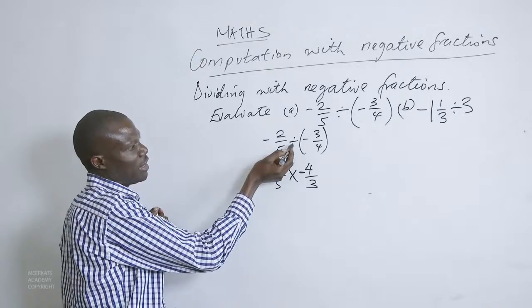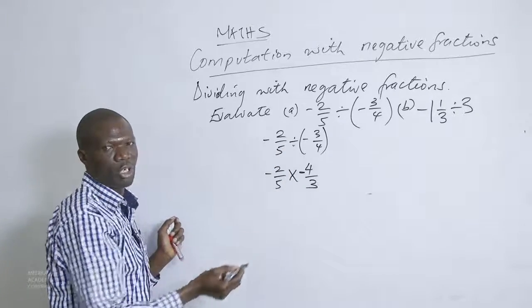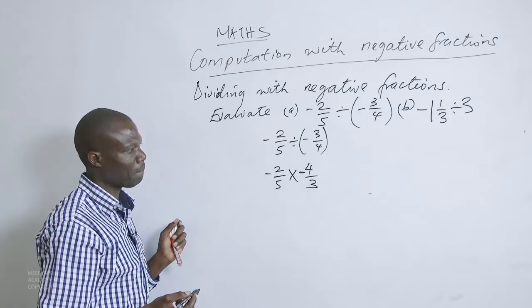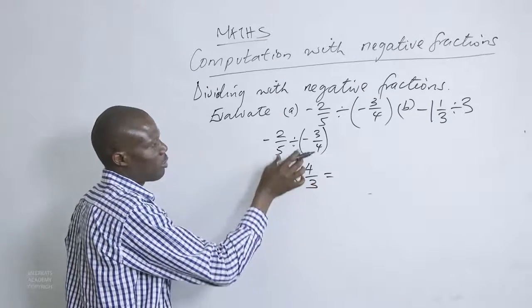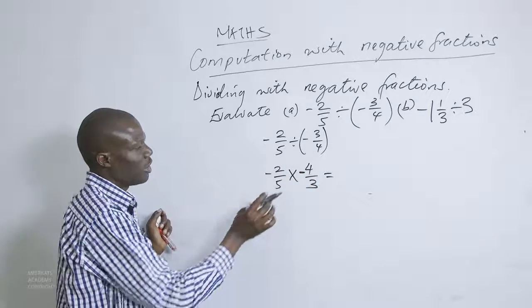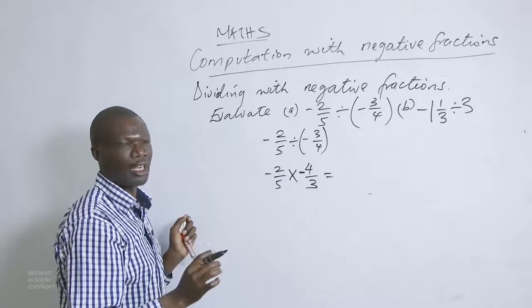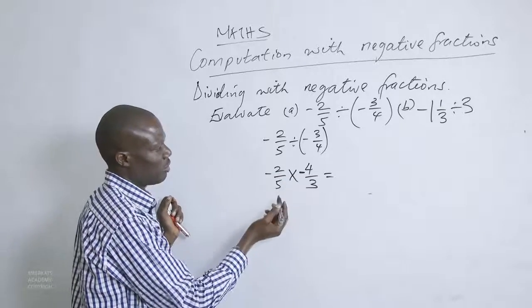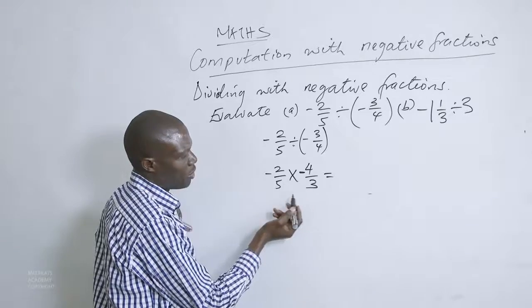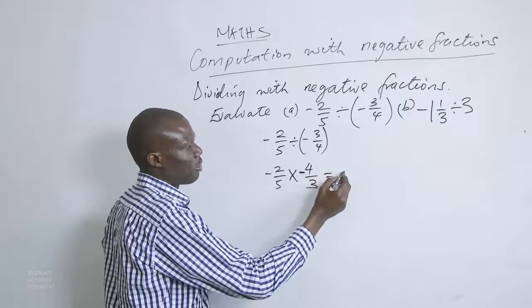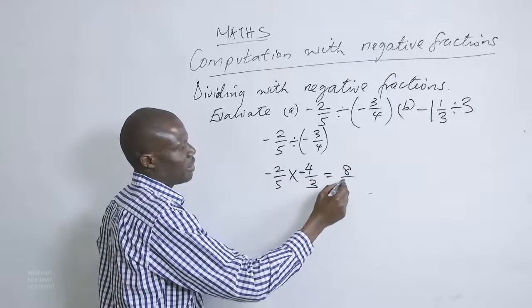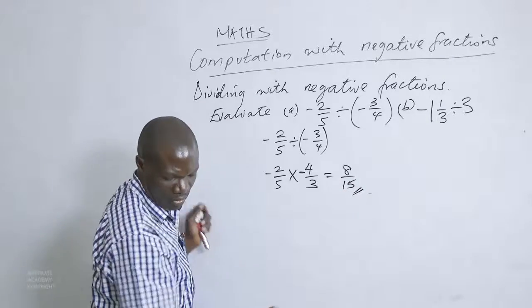So the sign changes from being a division to multiplication. So reaching here, the question was both negative fractions. The product is also both negative fractions, so we expect a positive answer. Simplify where possible is not there. So 2 times 4 is 8 and 5 times 3 is 15.